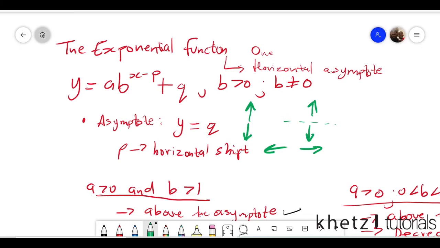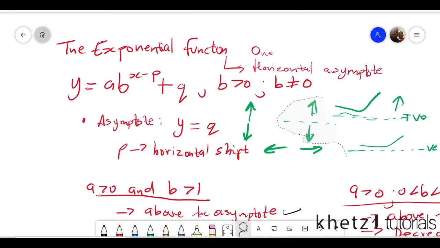If the asymptote is negative, then you expect your graph to start at the negative side of the y-axis, and if your graph is y equals a positive number, then your asymptote will be at the positive side, and that is where your graph is basically going to start. And whether it's above or below will depend on the value of your A, as we previously discussed, right?